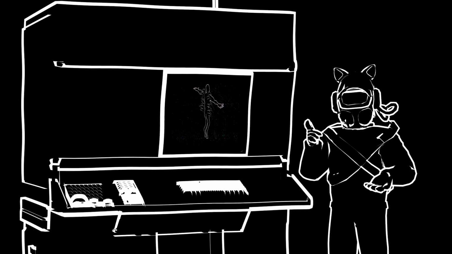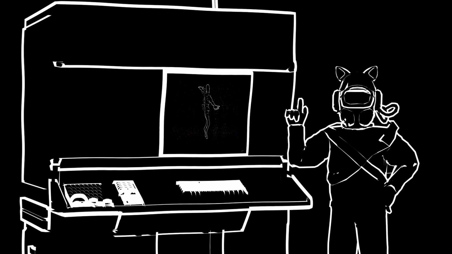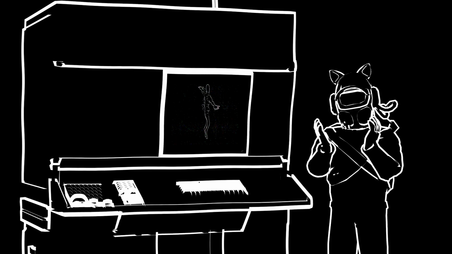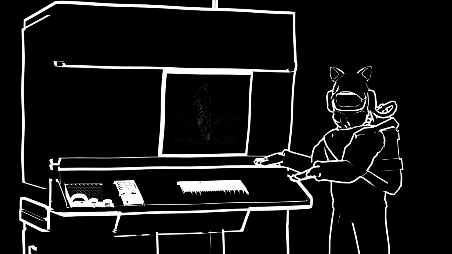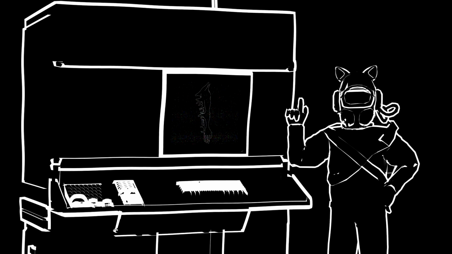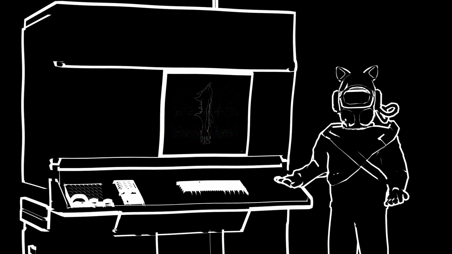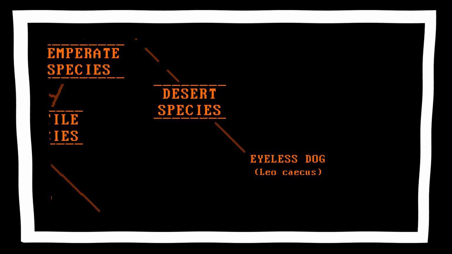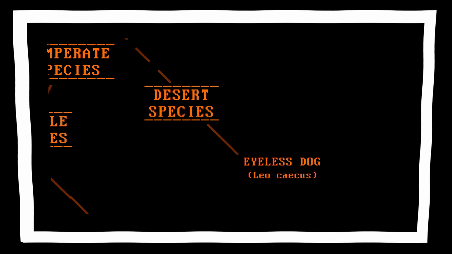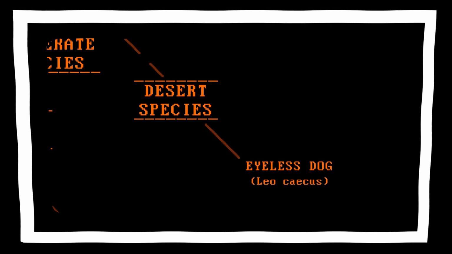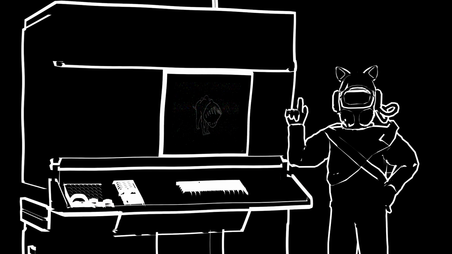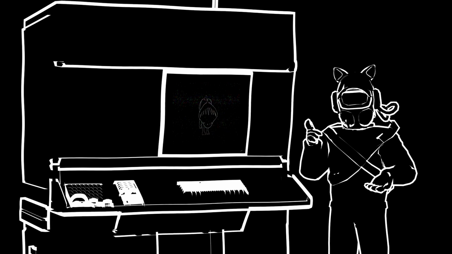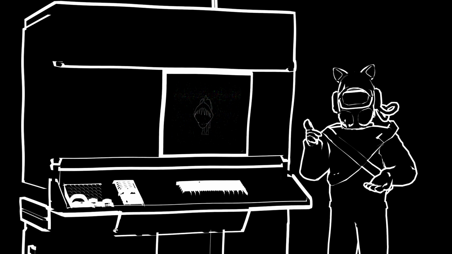It is noted that the bracken and the forest keeper are actually distantly related. They might be evolutionary cousins of some sort, so they are put together, and they are the only species that are noted to be related, so I had a little bit of help here, but not anywhere else. The desert species is over here to the right, and this has one species, the eyeless dog, Leo casus. Not much to be said about this. Leo does mean lion, which I believe is a reference to their other nickname of breathing lions.